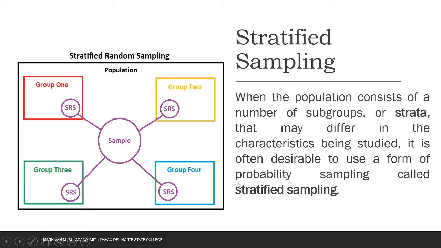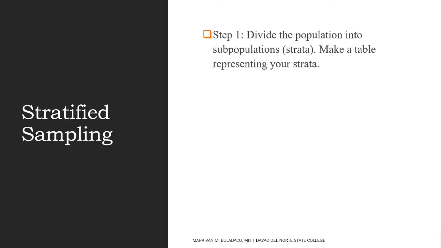And we will conduct a simple SRS, or simple random sampling, using systematic procedures or Slovin's formula on each stratum. Then you combine each of those, and that is your sample. So divide the population into subpopulations, which are the strata.